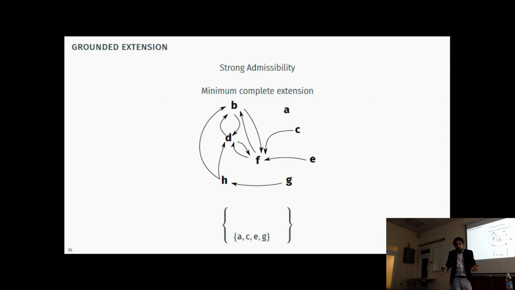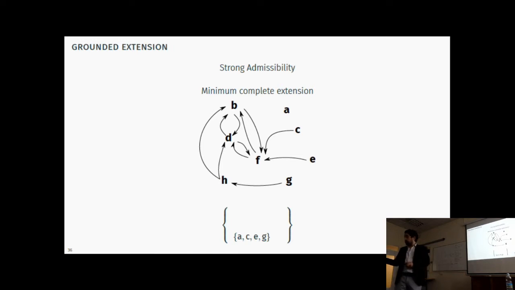Now there are other semantics. You can have the grounded extension, and at this point you start adding additional requirements on top of these complete extensions. You want to have the minimum one. So the minimum complete extension is going to be defined as the grounded extension. It is unique and uncontroversial, yes. We don't have an empirical evaluation of which semantics make sense.